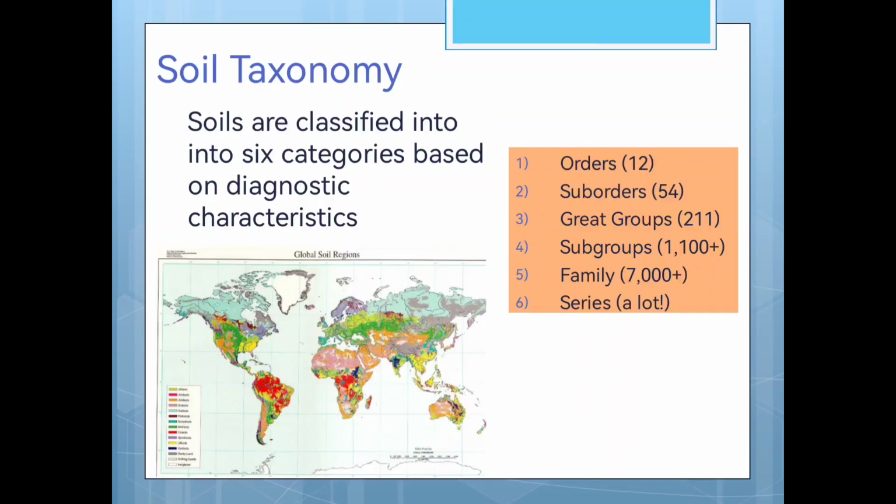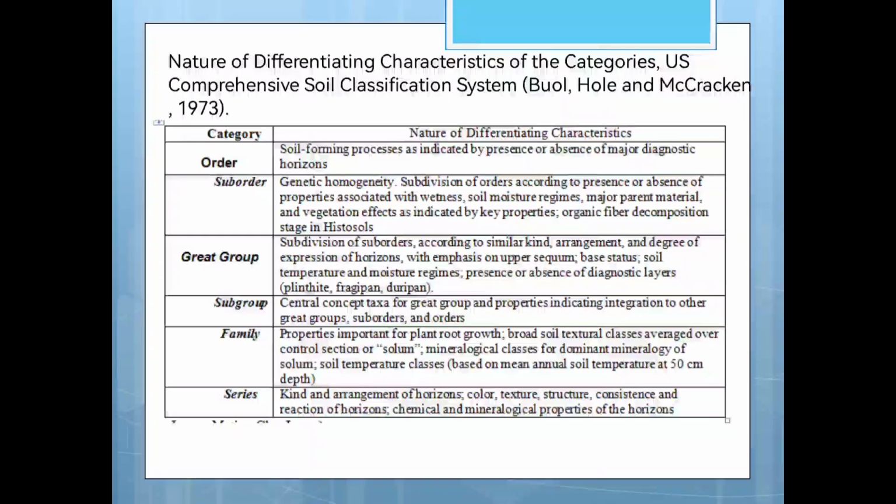Now we go to soil taxonomy. Alam na natin kung paano yung mga basic criteria kung paano mag-classify ng soil. Now we are going to go one by one. The soils are classified into 6 categories based on diagnostic characteristics. Number 1 is the order. So there are 12 orders. We have suborders, grade groups, subgroups, family, and series. Ang daming series. So each country has their own series. This is based from Bull, Hole, and McCracken when they differentiate characteristics of the soil.